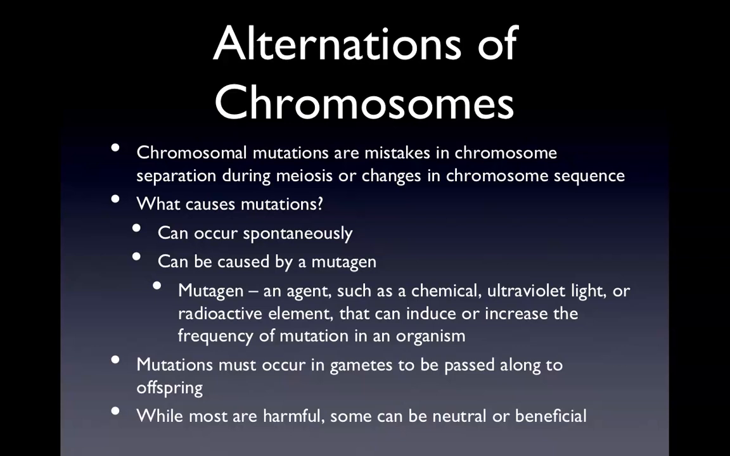All right, something's gone wrong in your proofreading, which we'll talk about with your DNA coming up in the next unit. So mutations that occur in your gametes only, okay, so your sex cells, your egg and your sperm, are the only mutations you can pass along to an offspring.